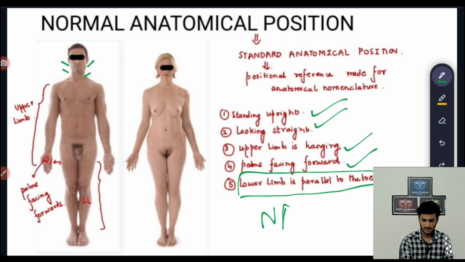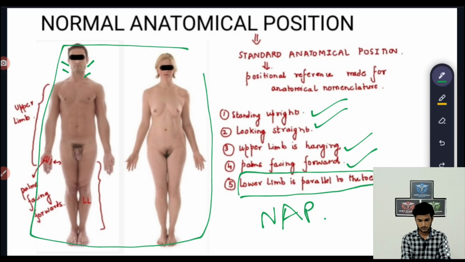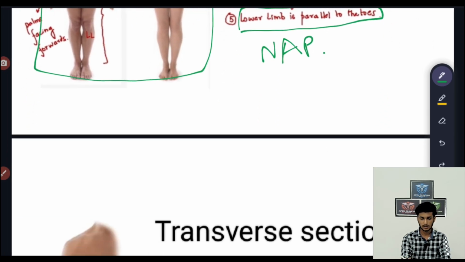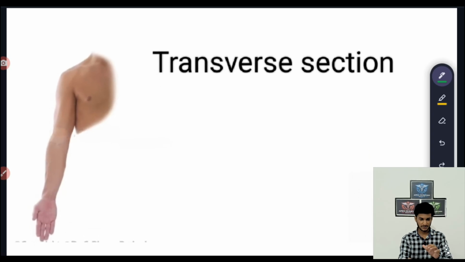You can appreciate the structures that are present here. These two guys are standing in the normal anatomical position. Now that we have seen the normal anatomical position, we will be moving on to the transverse section of upper limb. You can appreciate the structure, that this is the upper limb.